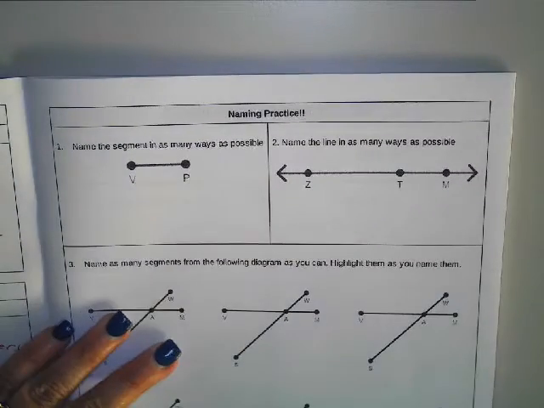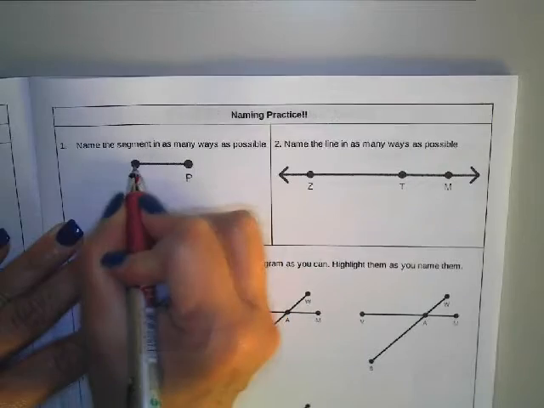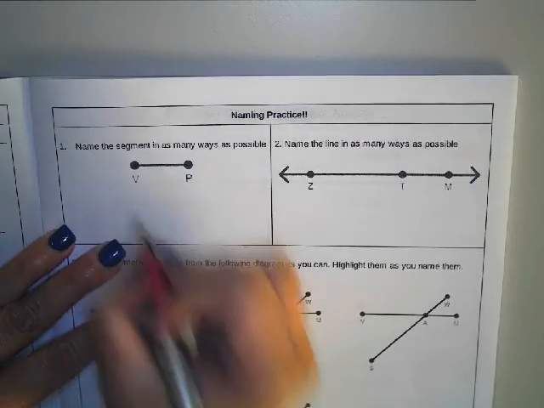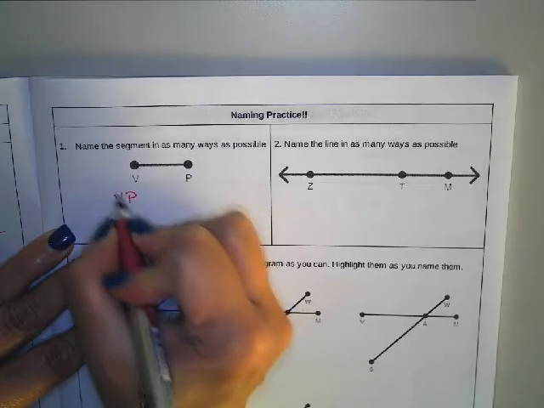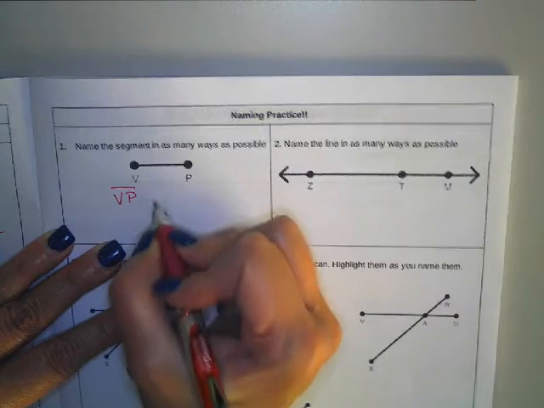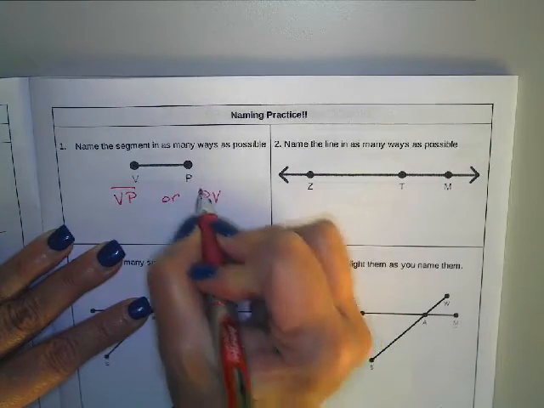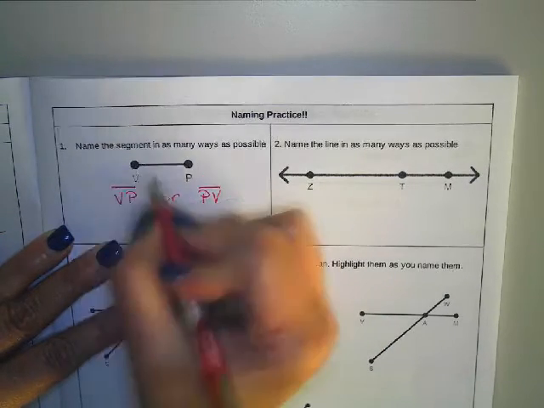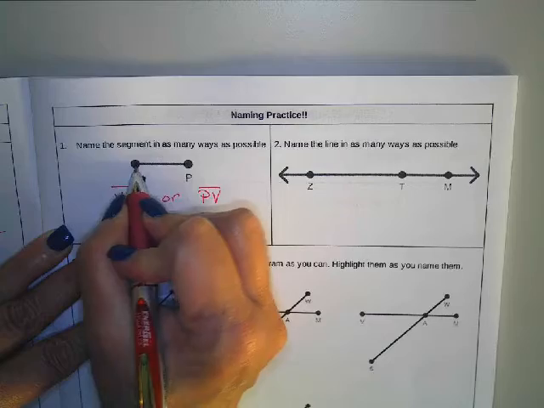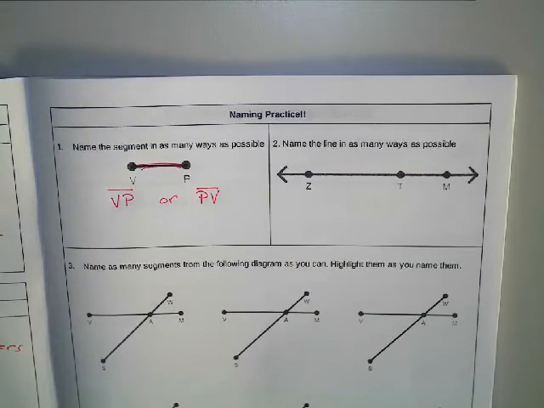Okay, so the last thing we're going to do is just practice. I'm just going to do this top one for you, and then I'm going to let you try the other ones on your own. Name this segment in as many ways possible. V and P are the endpoints, so I would write VP with a bar overhead. Now remember what I said was that order doesn't matter, so another way to name this same segment is PV. You start at P and you go to V. This segment, VP, is starting at V and going to P. It's the same physical segment, and so it can be named either way.